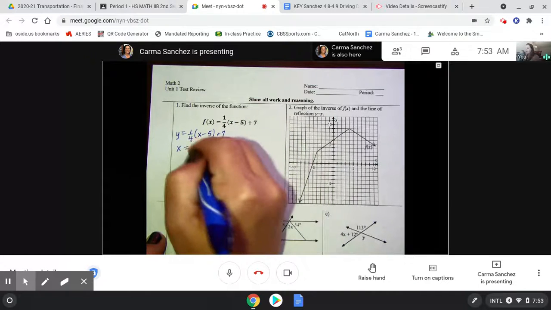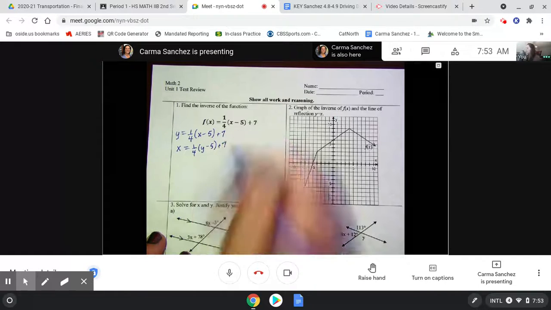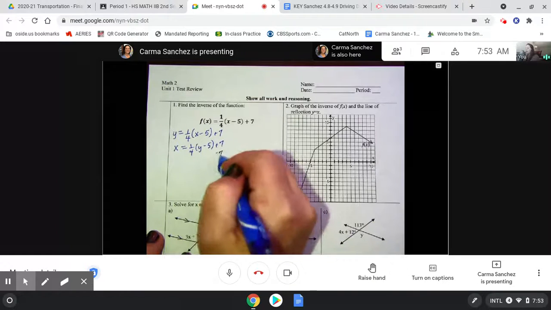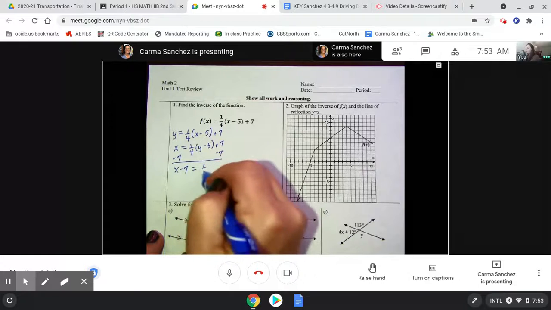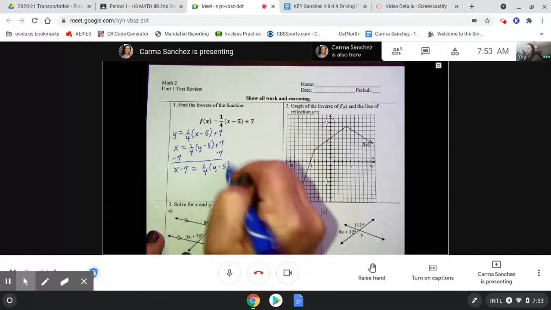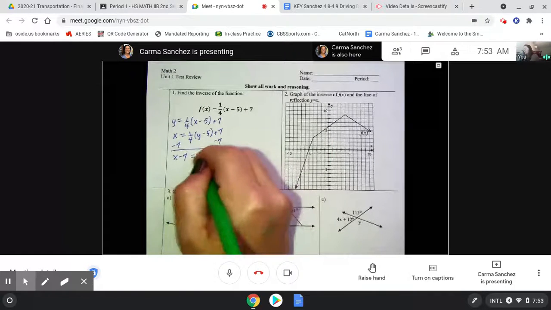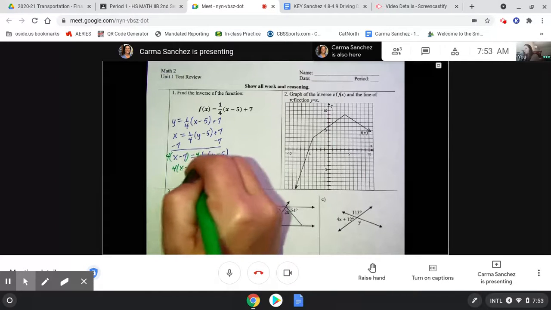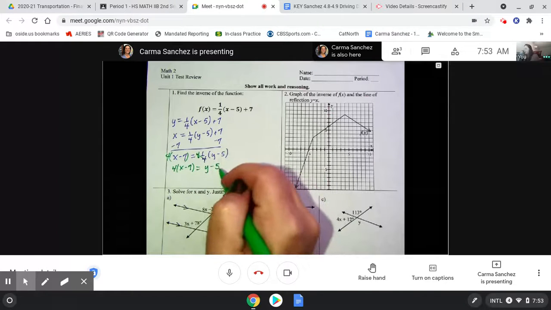Step two is I'm going to switch out the x and the y. Step three is that now I start moving things around to get y by itself. So I'm going to minus the 7. I'm going to multiply both sides by 1/4, or by 4, I mean. And last, we add 5.